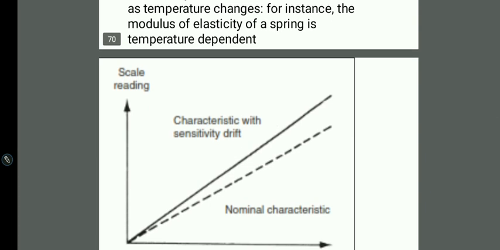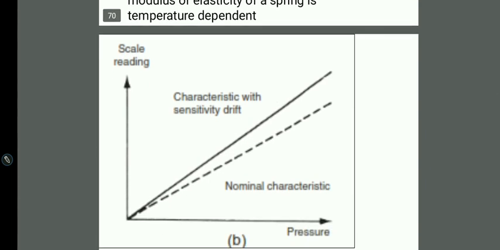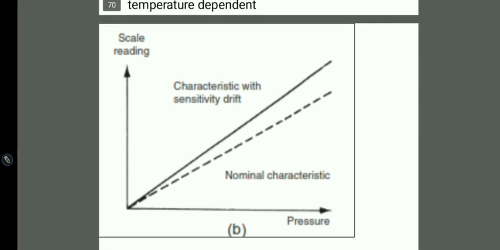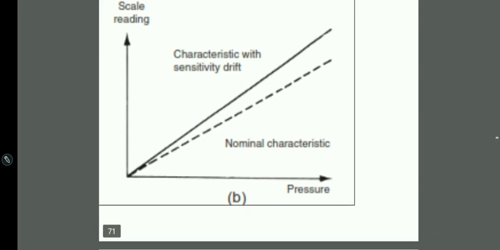Here again we can see an example graph showing the sensitivity drift. We have the pressure on the x-axis and scale reading on the y-axis. Starting from 0, the solid line shows the characteristics of the sensitivity drift. The sensitivity of the instrument has changed due to some change in ambient conditions. The nominal characteristic should follow the dotted line, but due to some change in environmental conditions, the instrument's sensitivity has drifted from the original curve. That is called sensitivity drift.